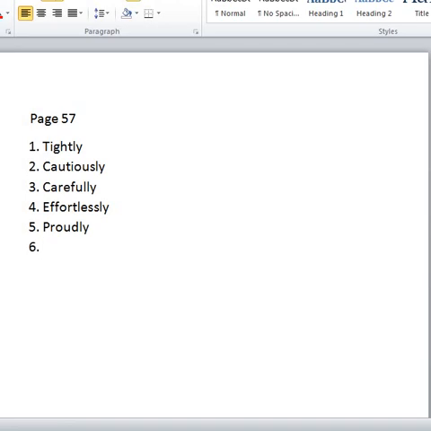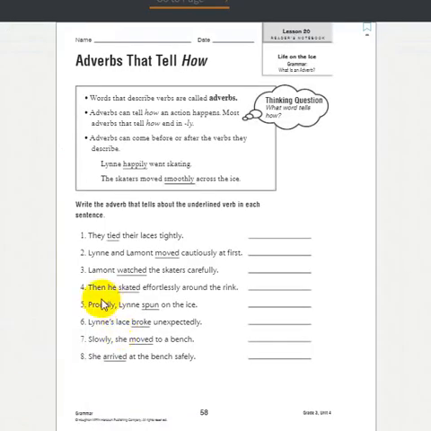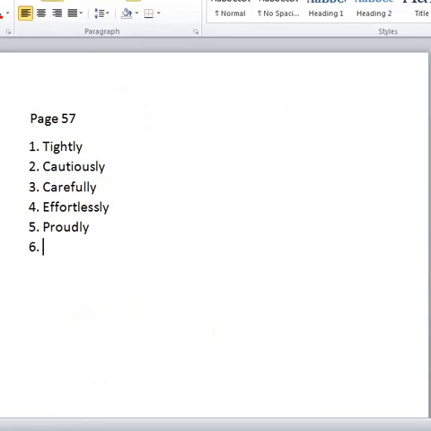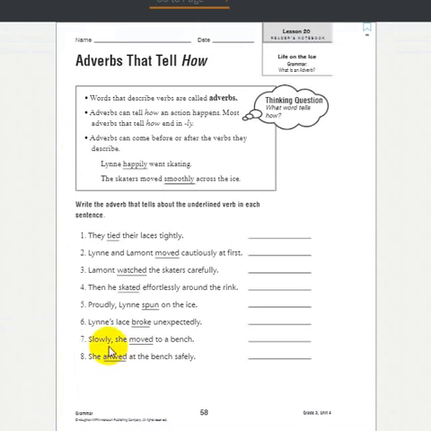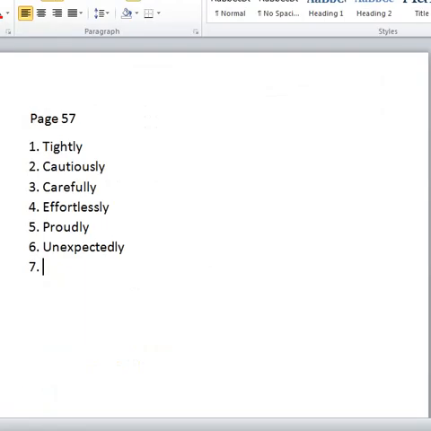Okay, let's go to number 6. Lynn's lace broke unexpectedly. How did it break? Unexpectedly. So our adverb is unexpectedly. Great job. Alright, let's go to number 7. Slowly she moved to a bench. So moved is the verb and the adverb is slowly. Great job. So we're going to say slowly.